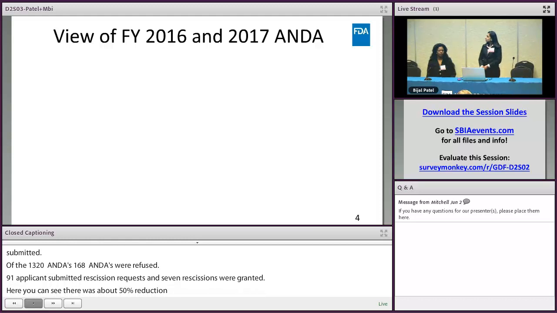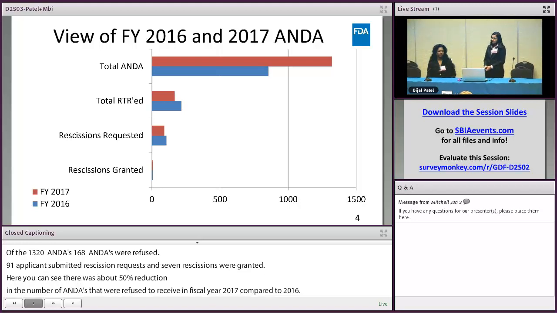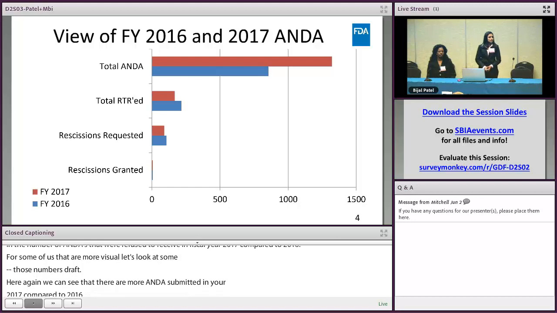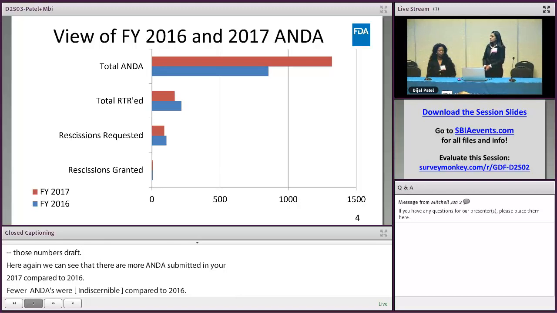For some of us that are more visual, let's look at those numbers graphically. So here again, we can see that there were more ANDAs submitted in year 2017 compared to 2016. Fewer ANDAs were refused to receive in fiscal year 2017 compared to 2016. Fewer rescission requests were submitted, and about the same number of rescissions were granted. So here we can see that the agency and the applicants are working well together to reduce the number of ANDAs that are refused and improving the quality of applications that are being submitted.